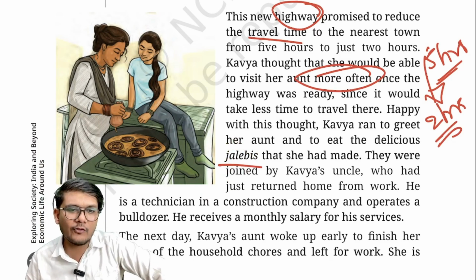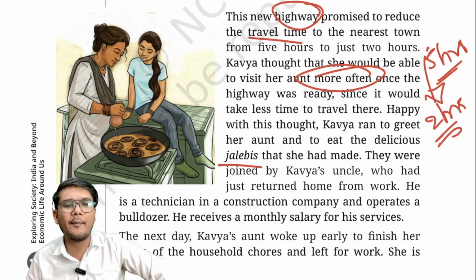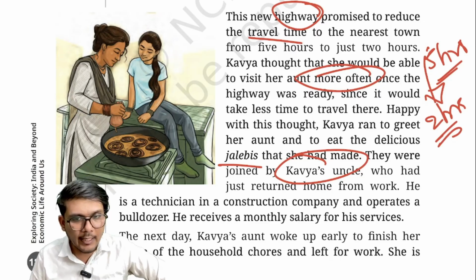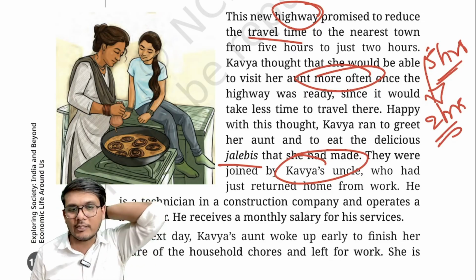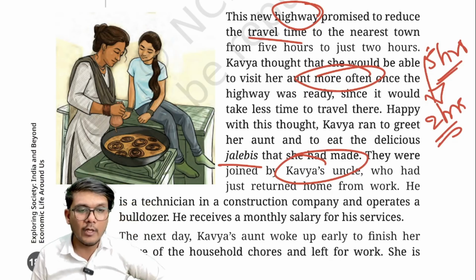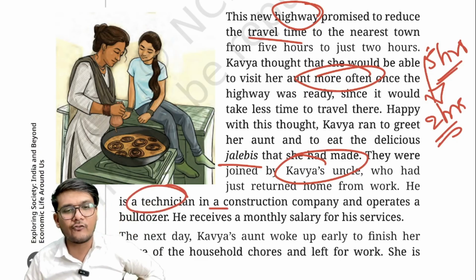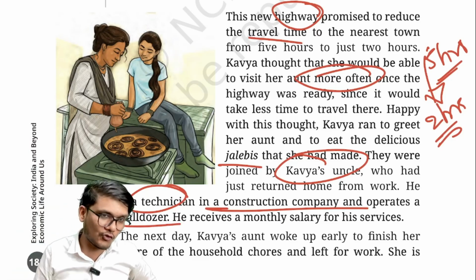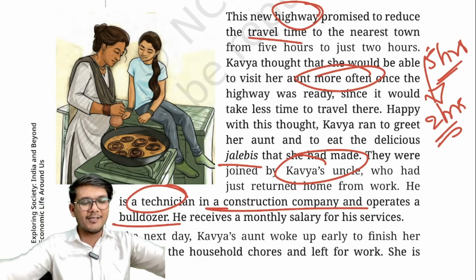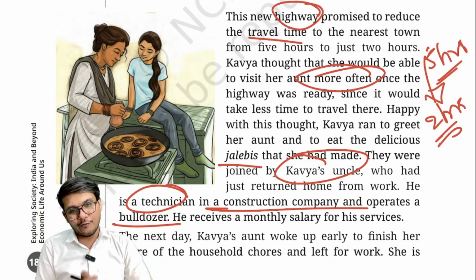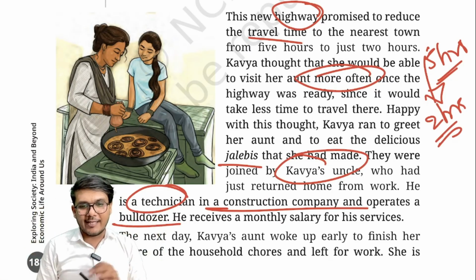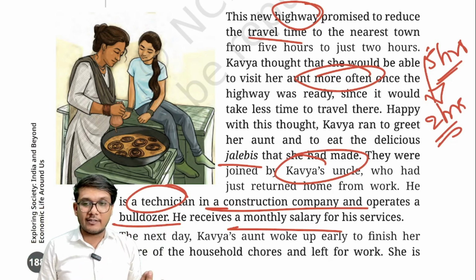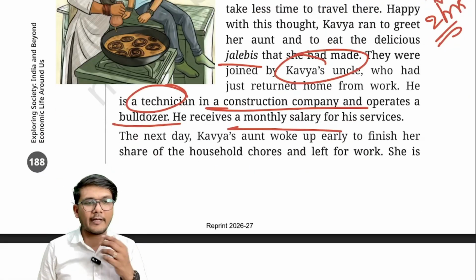Now when they are in the process of eating the jalebi, they meet Kavya's uncle, that means Kavya's aunt's husband, who has just returned home. Now what does he do? He is a technician in a construction company, and he operates a bulldozer. Remember the bulldozer that Kavya saw? Not necessarily the same, but he also operates a bulldozer, and he receives a monthly salary for the services that he provides. So of course, what activity is this, economic or non-economic? Of course it's an economic activity.